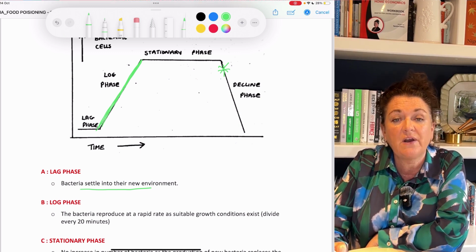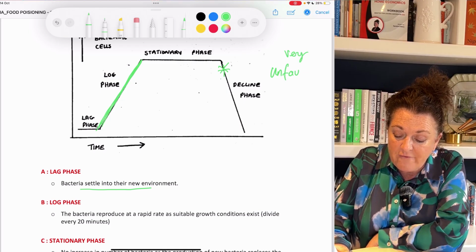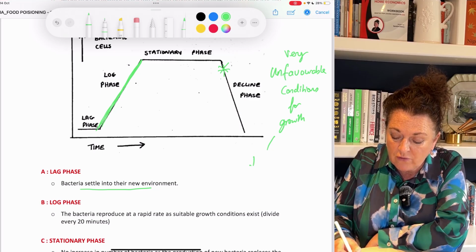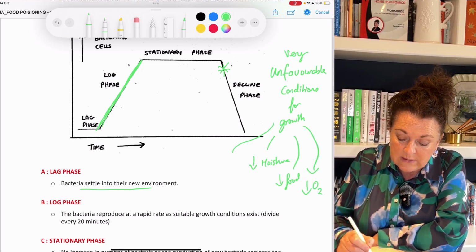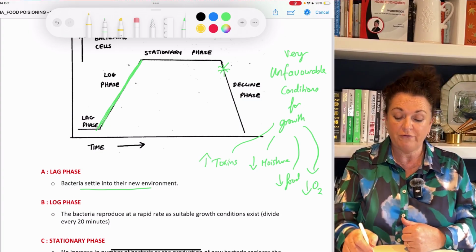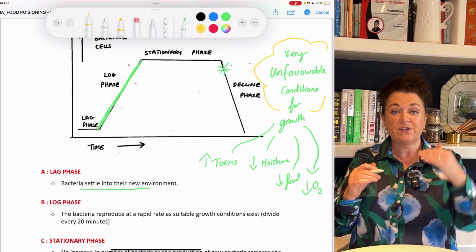Then comes the point when conditions are extremely unfavourable. We call this the decline phase, where we're talking at this stage about very unfavourable conditions for growth. And with very unfavourable conditions for growth, like a lack of moisture, a lack of food, a lack of oxygen possibly, and also the high amount of toxins, these are all very unfavourable conditions. So what will happen is a lot of the bacteria will start to die.